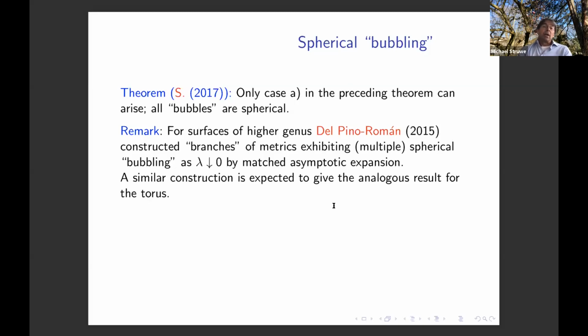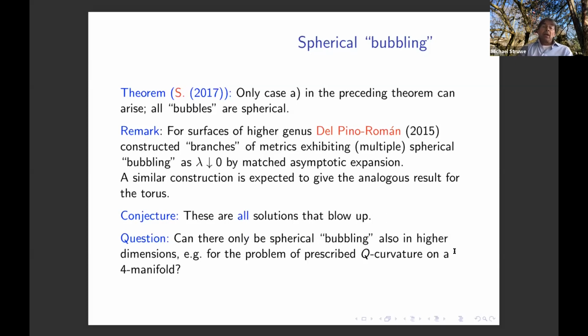in this work that Del Pino and Román produced. And it's expected to have similar results for the torus, but I'm not aware of any published result for this case. But anyway, this nice coincidence of this theorem that I proved in 2017 with these constructions leads to the conjecture that perhaps all solutions that blow up are spherical or exhibit spherical blow-up in the sense of the previous result.